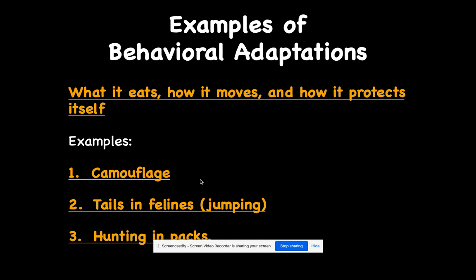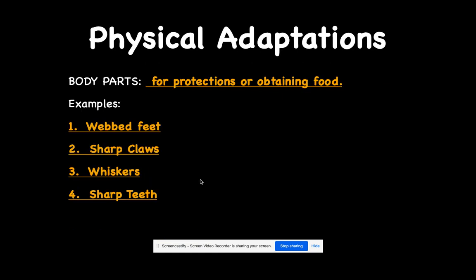Maybe like wolves, something they do to help them adapt to their environment and escape from their predators, or they hunt in packs. So it has nothing to do with what they look like on the outside. Hunting in packs is a type of behavioral adaptation.